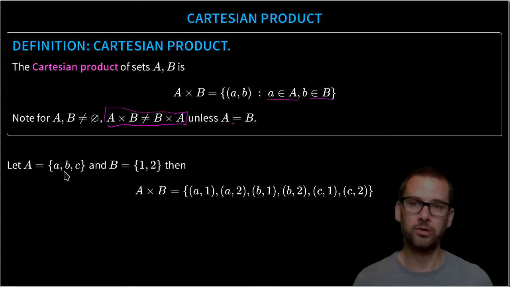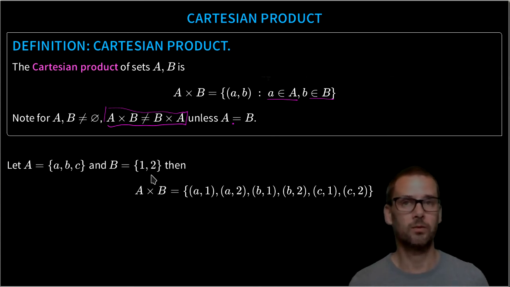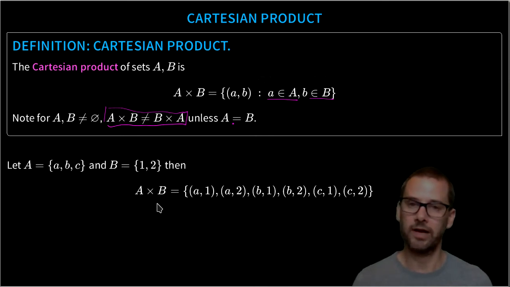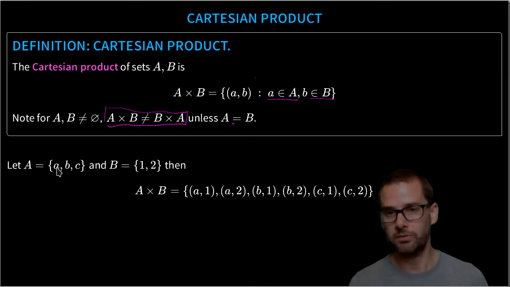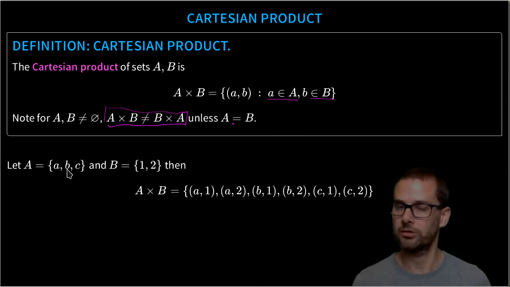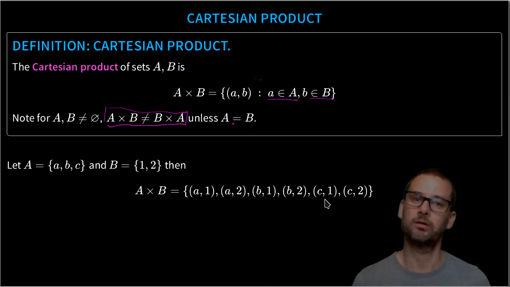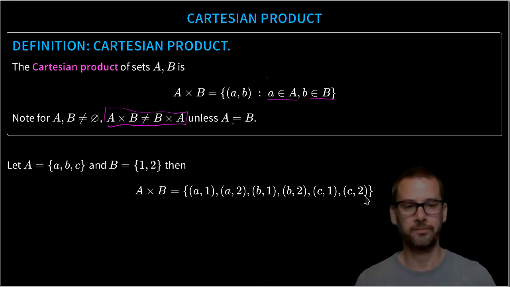So a simple example here, if we have the set {a, b, c} and the set {1, 2}, then the Cartesian product of A and B is just all ordered pairs where one thing comes from here, so we have 3 choices there, and one thing comes from there, 2 choices. So we end up with 6 elements. So we have (a,1), (a,2), (b,1), (b,2), (c,1), (c,2). Okay. And we'll stop there.